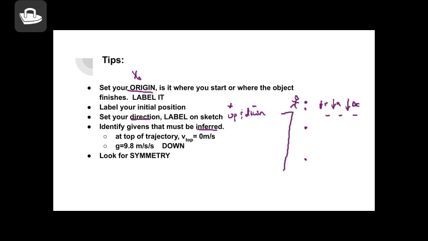So remember at the top of a trajectory, when something is thrown up in the air, that speed is going to be equal to 0, and g is always equal to 9.8 meters per second down, but we of course can approximate that and use 10 meters per second, again, down. Look for symmetry because that might be an advantage. We talked about that on the previous slide.